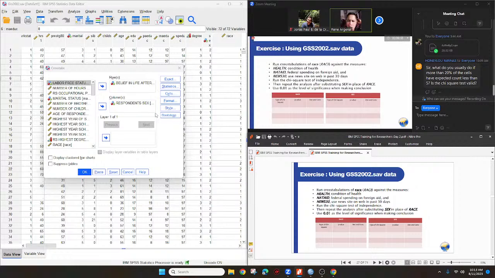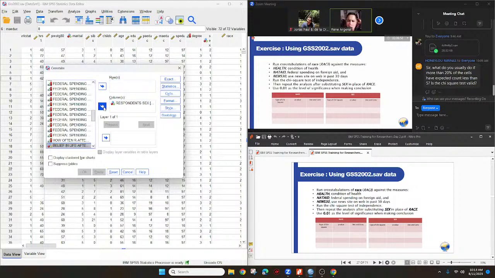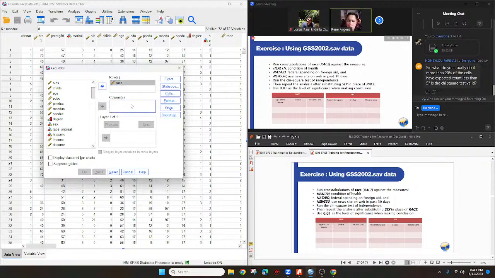You can have, for example, race as the column, and then your rows would be health, not aid, news 30 at the same time. You can do it at the same time. And then you run the chi-square.